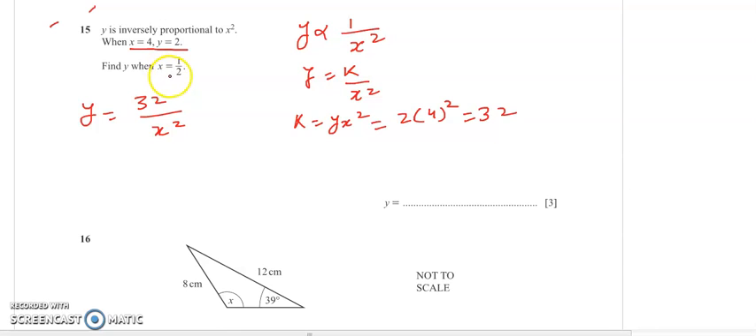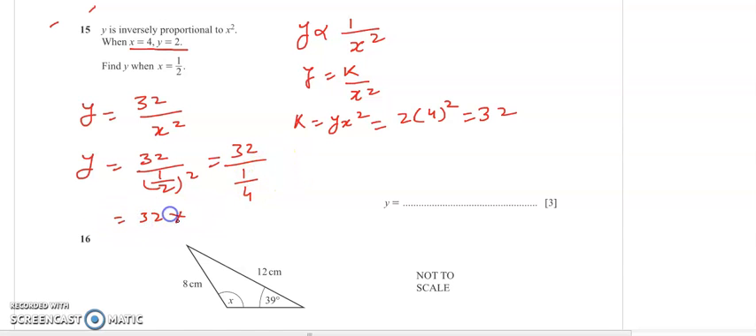Now we can use this value of x to get the value of y. So y is going to be 32 over 1/2 square. That is going to be 32 over 1/4, and finally that will be 32 into 4, which is going to be 128. So we found the value of y as 128.